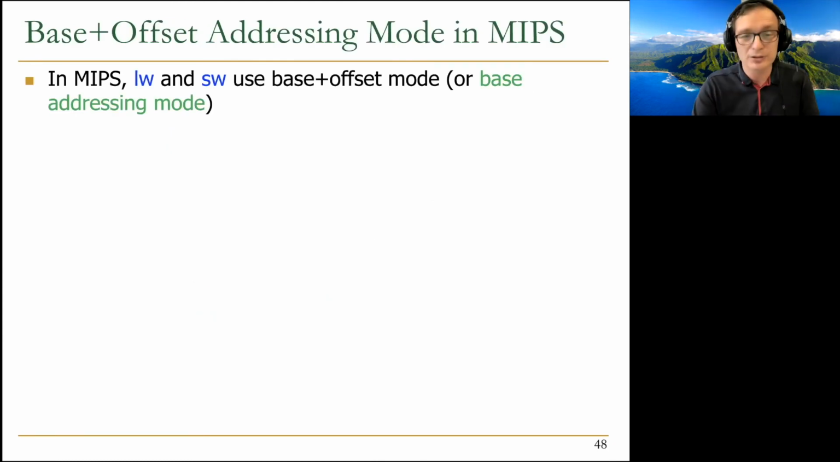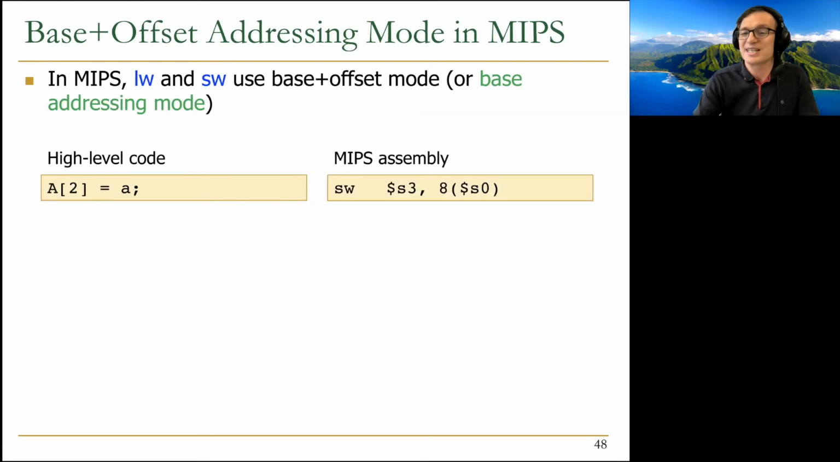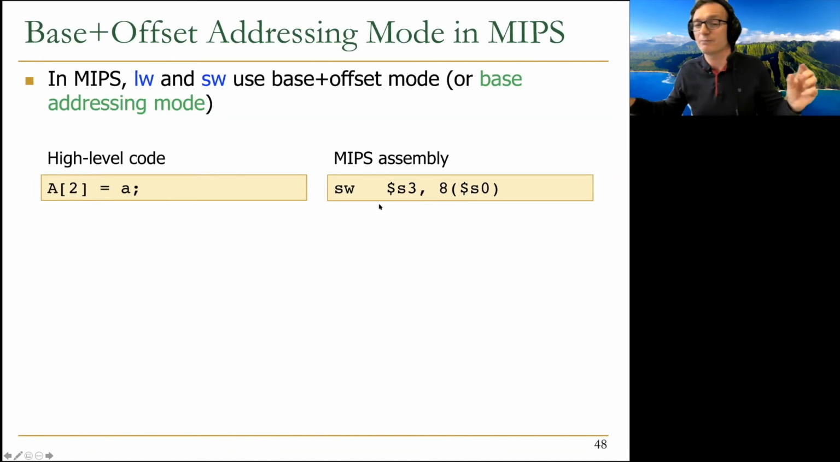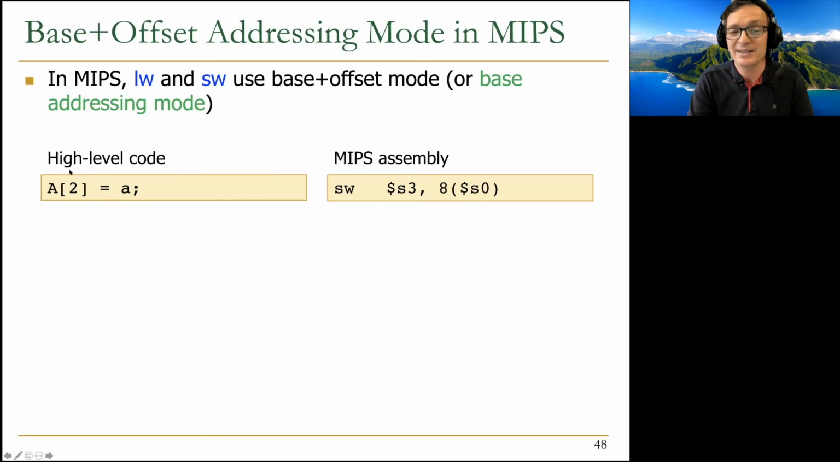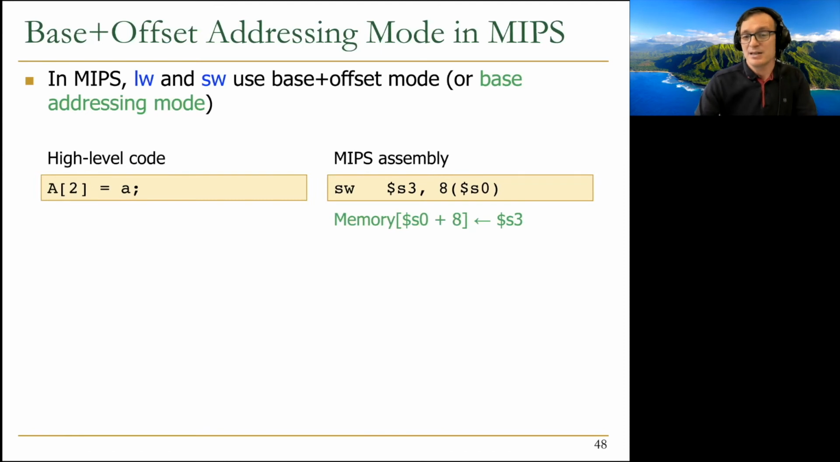In MIPS, LW, load word, and store word use base plus offset mode, as we discussed earlier. This is also called base addressing mode. High-level code looks like this, as we have seen before, and you've also seen this in the previous lecture. Basically, MIPS assembly looks like this. Base register is S0, and we address the 8th byte after the base register to get the word over there. Remember, everything is byte addressable, and a word is 4 bytes. That's why we multiply the index with 4 to figure out the offset. And this is the semantics of the instruction.